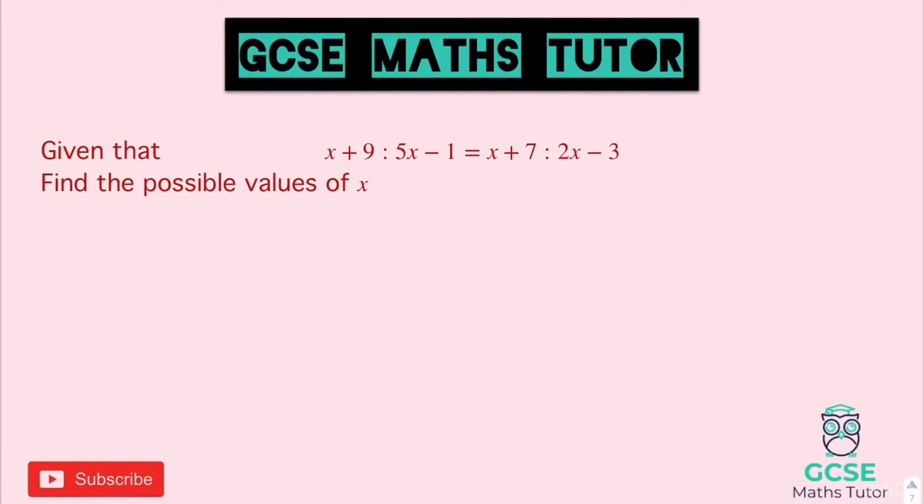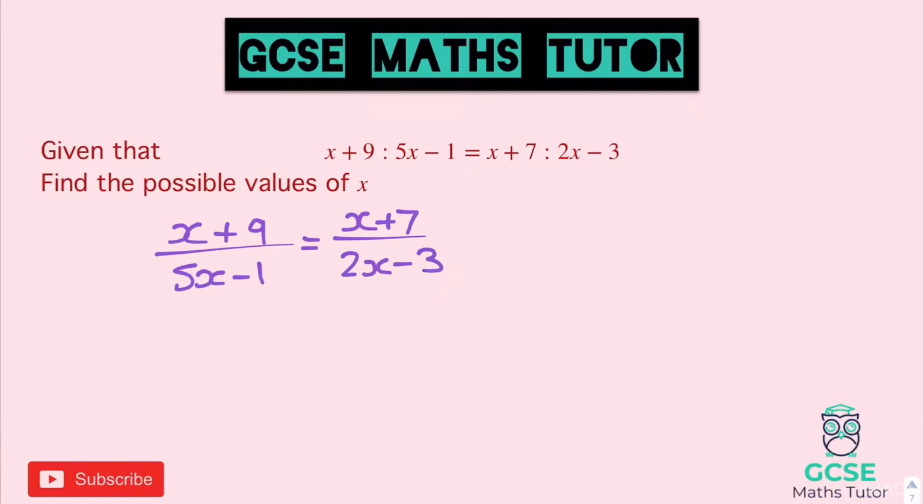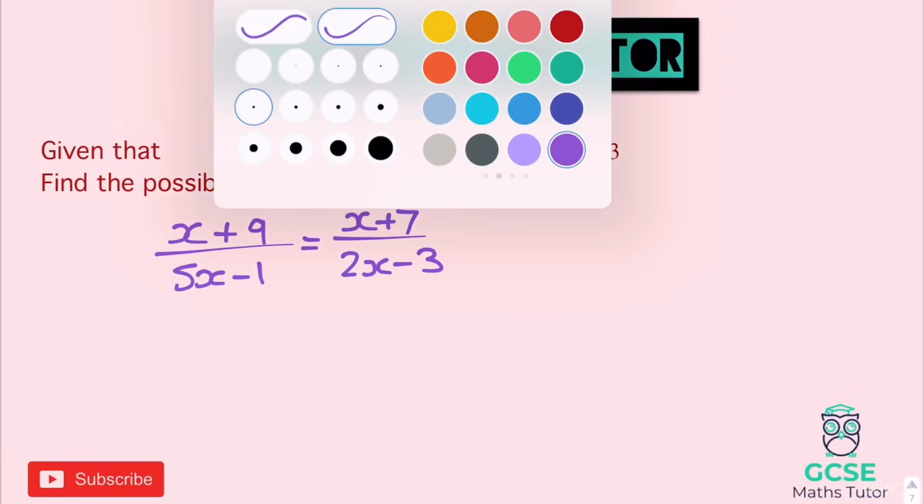Right, okay, so for this first one, let's have a look then. So we've got x plus 9 over 5x minus 1, and that's going to be equal to x plus 7 over 2x minus 3. Now hopefully you've already noticed that this one's a little bit easier than the one I went over last time, but still quite a difficult version of one of these questions. So let's cross multiply these and see what we get.